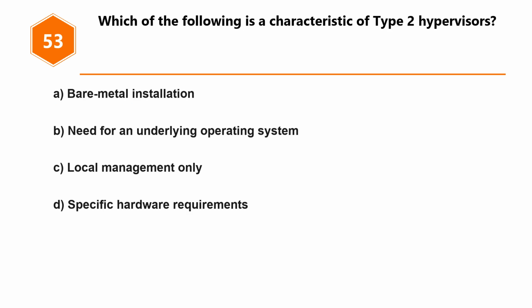Question 53. Which of the following is a characteristic of Type 2 hypervisors? Option A, bare metal installation. Option B, need for an underlying operating system.